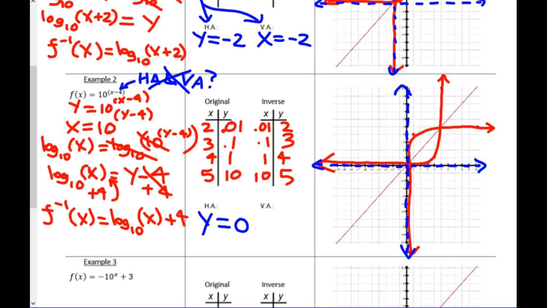Okay, and once again, it doesn't go through 0. That's where it's crossing at the origin. So instead of y equals, it's going to be x equals 0. I know these are ugly, but that's how you do them. Exponential and logarithmic.